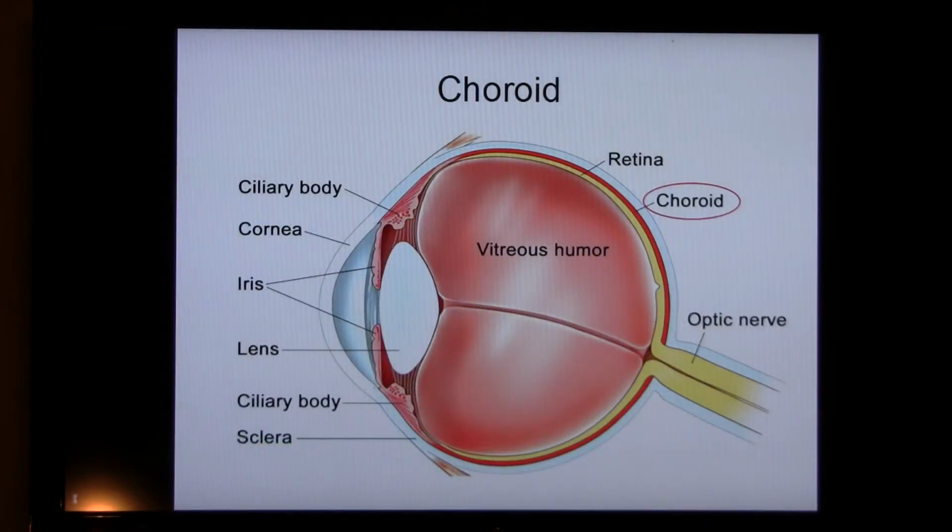And the next slide is the choroid. It is a layer between the retina and the sclera. It consists primarily of blood vessels and carries the blood supply for the eye. It also supplies oxygen and blood to the outer layers of the retina.